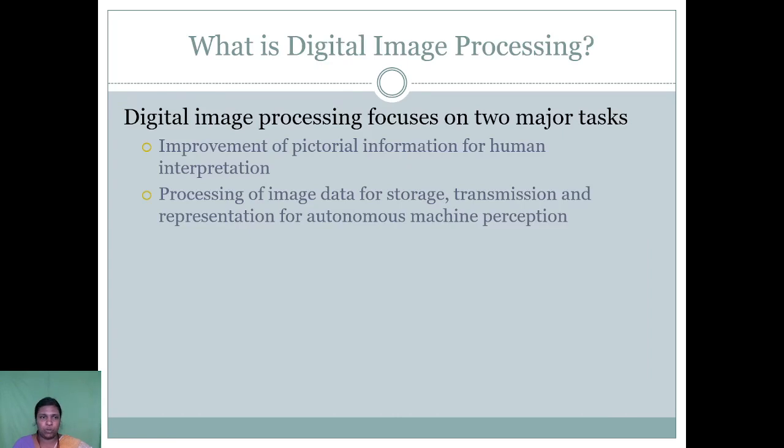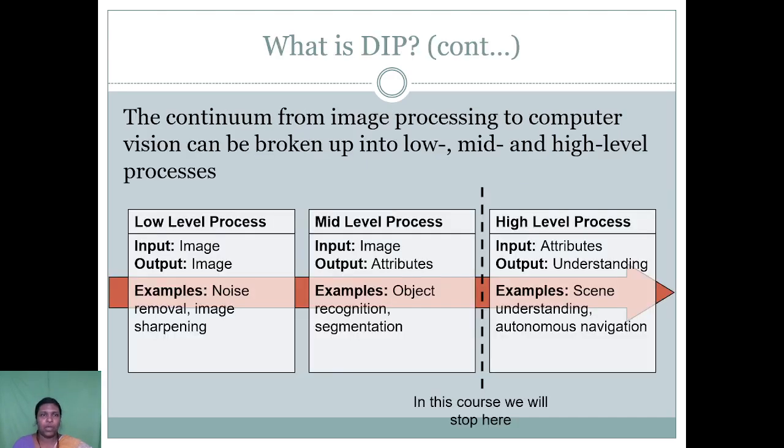What is digital image processing? Digital image processing focuses on two major tasks. The first one is improvement of pictorial information for human interpretation, and the next one is processing of image data for storage, transmission and representation for autonomous machine perception. If we want to improve pictorial information for human interpretation, we go for digital image processing. And for image data for storage, transmission and representation for autonomous machine perception, we also go for digital image processing.